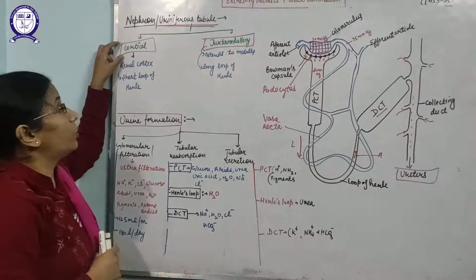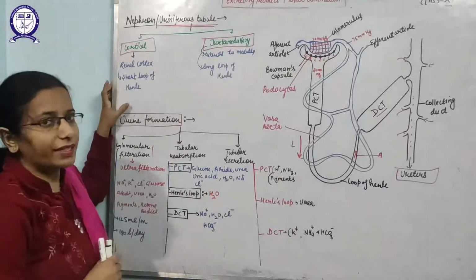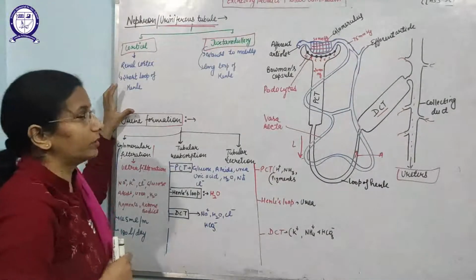These cortical nephrons have a short loop of Henle that will not extend till the medullary part.